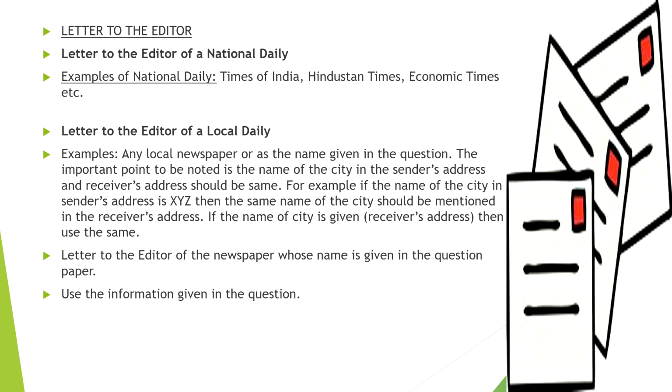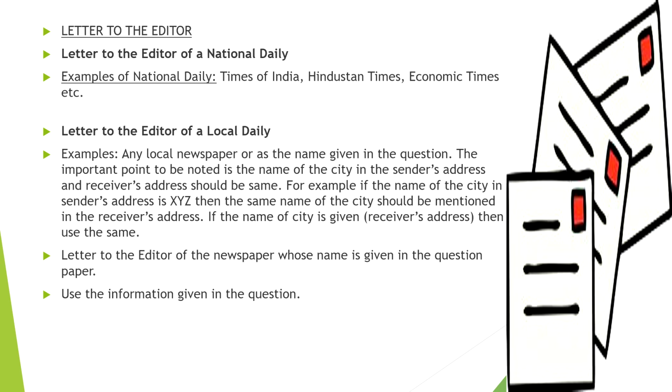Now you need to remember, there is no newspaper with a name national daily. When national daily is mentioned, that means the newspaper which circulates in the whole country. The same newspaper you will get in Jammu Kashmir, and the same newspaper you will get in Kanyakumari. So whenever it is given national daily, you can write down the names of the newspaper like Times of India, Hindustan Times, Economic Times, etc.